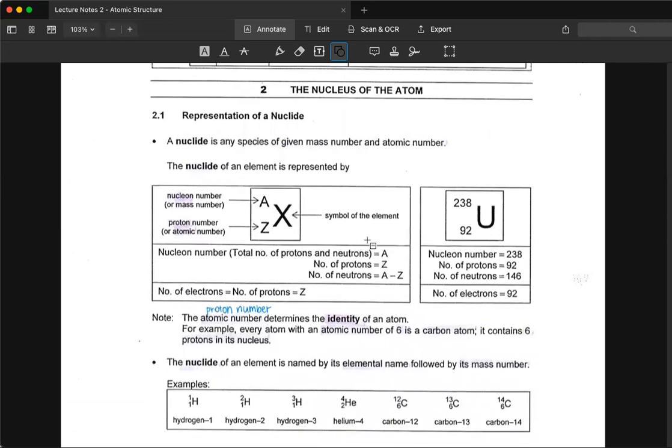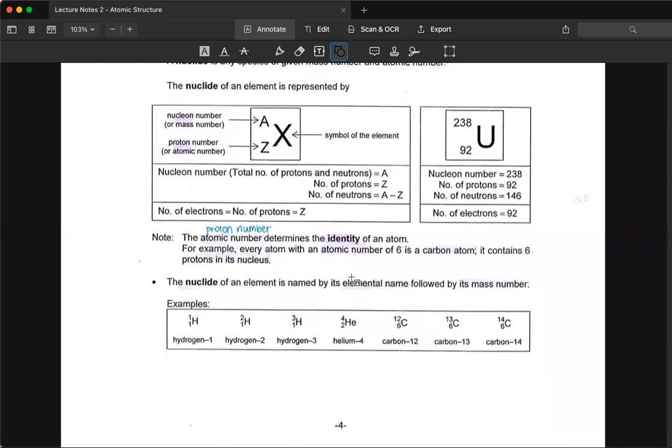A is the nucleon number, where number of protons and neutrons added together. Number of protons is Z, and number of neutrons is A minus Z. So this is an example. Uranium, you have 238 for nucleon number, proton number 92, number of neutrons is 146. Where you take the nucleon number minus the proton number to obtain the number of neutrons. And the number of electrons will be 92.